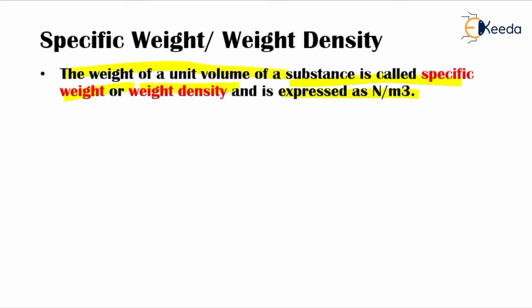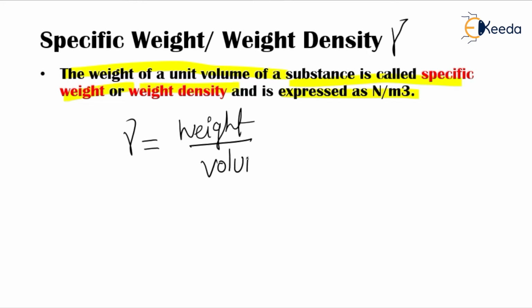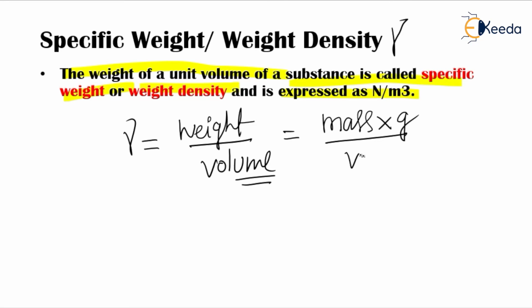So if you want to write, you can write that weight density, the symbol will be gamma. So we will use this symbol gamma is equal to weight per unit volume. So weight can also be given as mass into gravitational acceleration upon volume. So in that case, we can write that this must be equal to rho g.